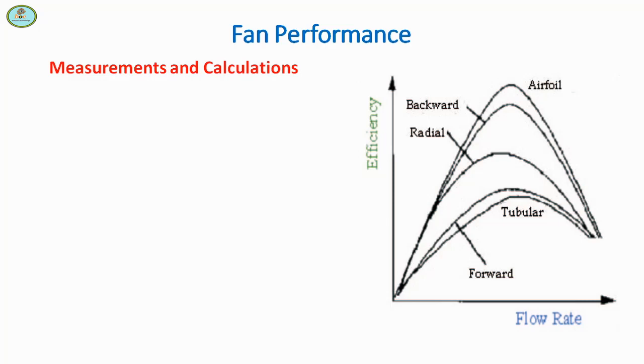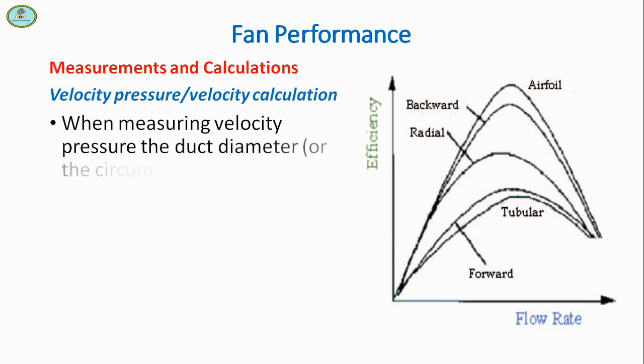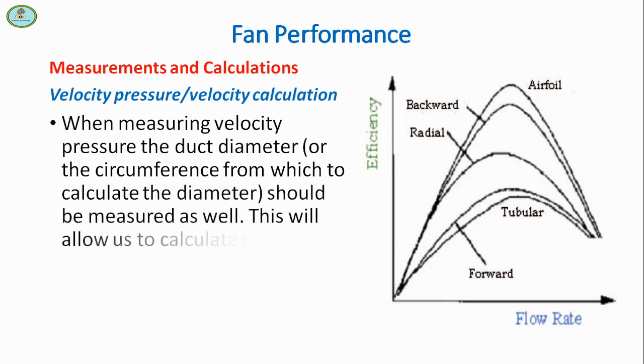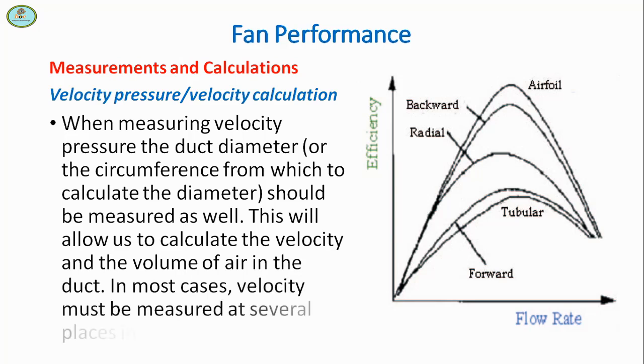Measurements and calculations, velocity pressure and velocity calculation. When measuring velocity pressure, the duct diameter, or the circumference from which to calculate the diameter, should be measured as well. This will allow us to calculate the velocity and the volume of air in the duct. In most cases, velocity must be measured at several places in the same system.